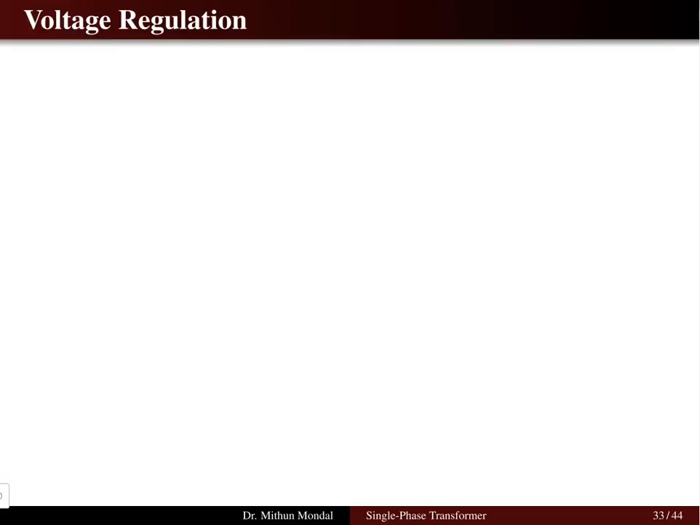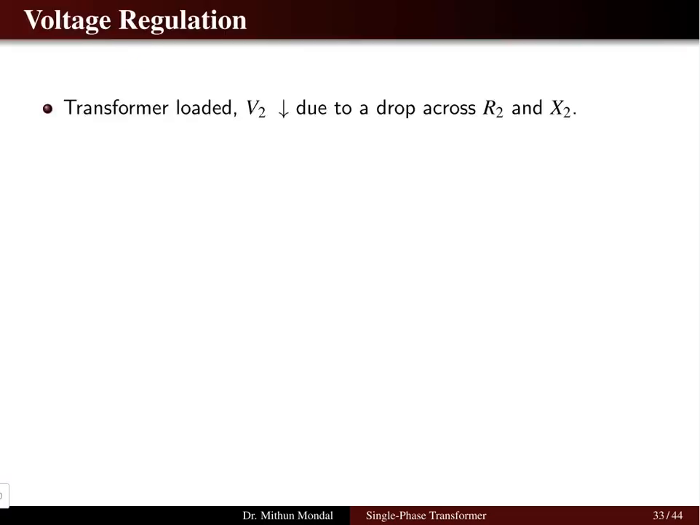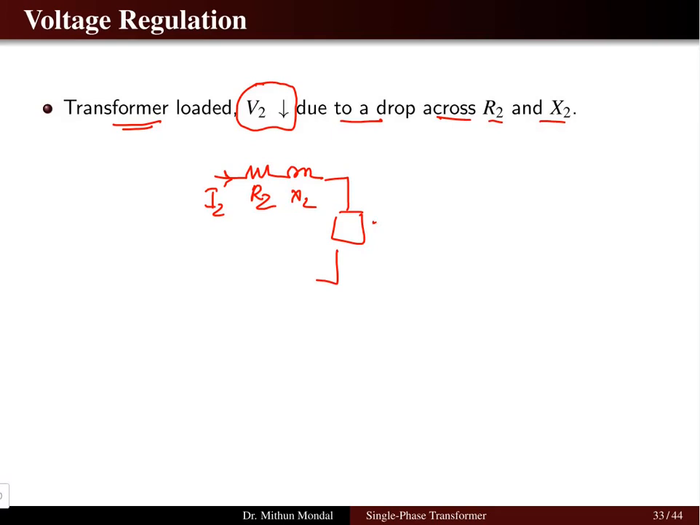The next topic that we will take is the voltage regulation in a transformer. When the transformer is loaded, as some electrical load is put on the secondary of the transformer, the secondary voltage V2 will fall, and this results in a drop across the resistance R2 and reactance X2 because the current I2 will be flowing. So we have a resistance R2 and a reactance X2. Due to the load, the current I2 will flow, and there will be a drop across this resistance and reactance network.